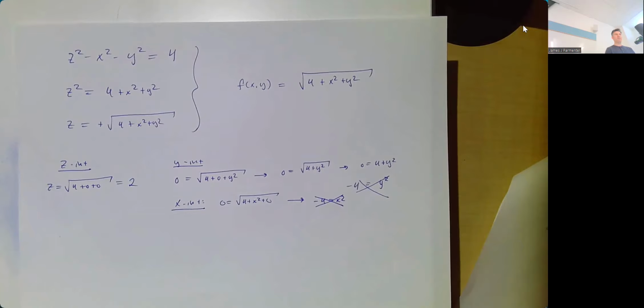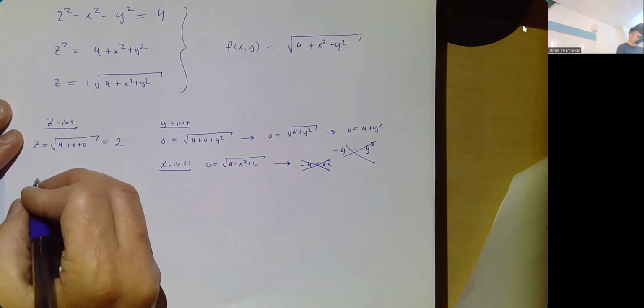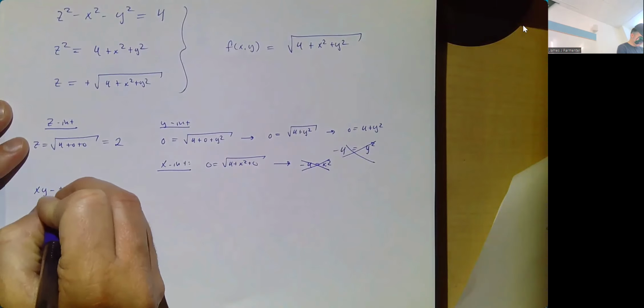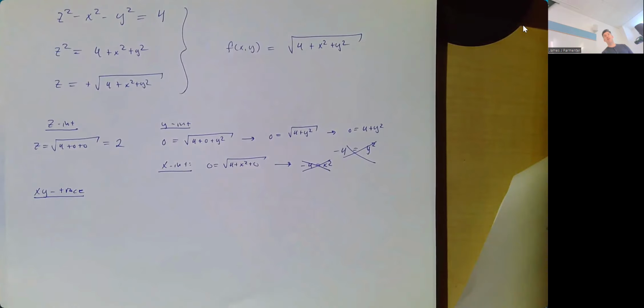That's lovely. We've got one intercept, it's a z-intercept. Let's find the xy trace. Here's what I really wanted to get at. The xy trace, you're not going to have one.